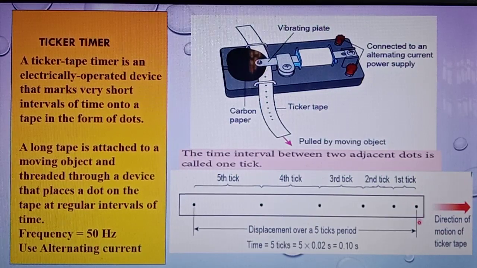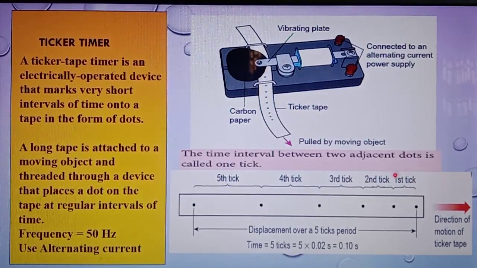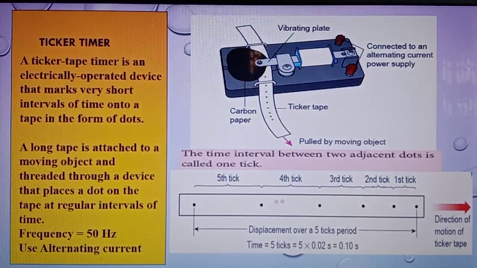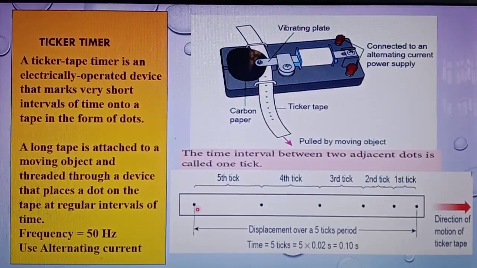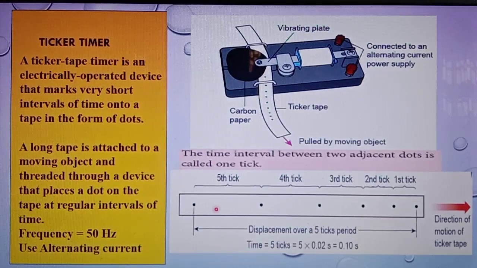Based on the direction of motion of the ticker tape, the direction is to the right, meaning the first dot on the right will be the first dot. So that's why this one becomes the first tick, and this one is the last tick. Displacement over a 5 tick period is from the first dot to the final dot. So this ticker tape consists of 5 ticks.